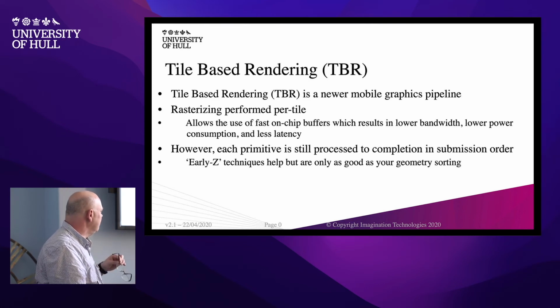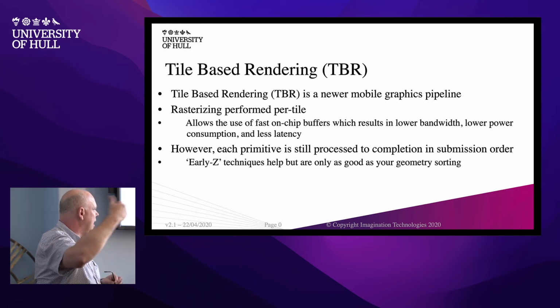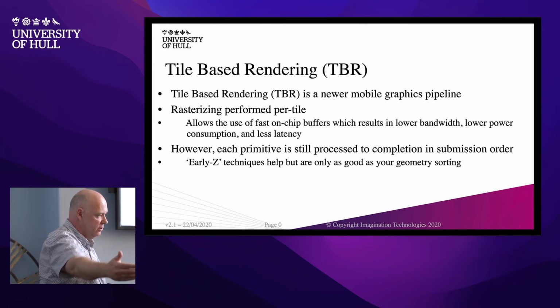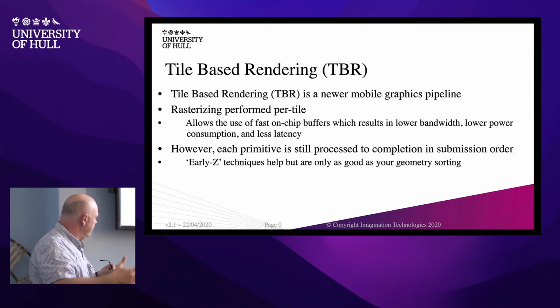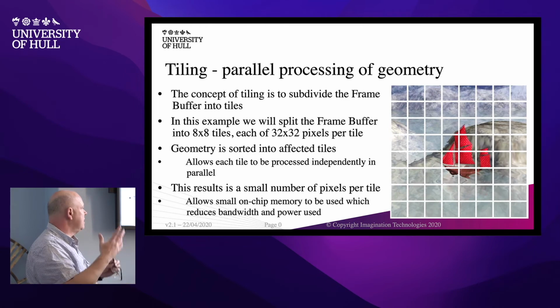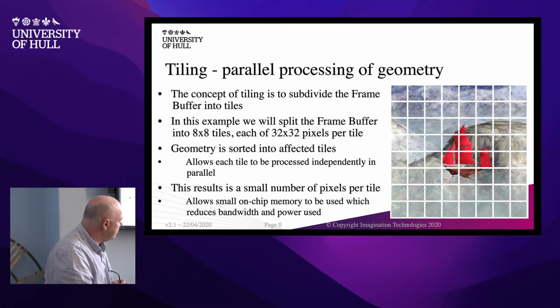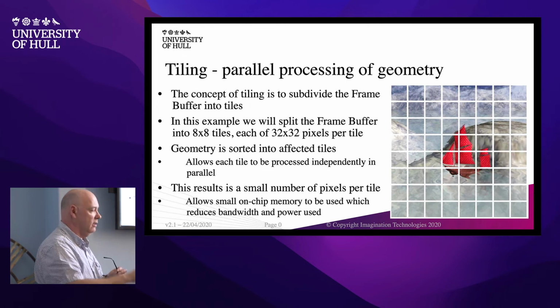Now, we still suffer that the primitives are processed in submission order. So you still get overdraw, or you use LEZ techniques and things like that. But just as an example, let's say we're trying to render this ship and this scene here. In traditional immediate mode, that whole frame would be held in system memory. You'd be processing it all.